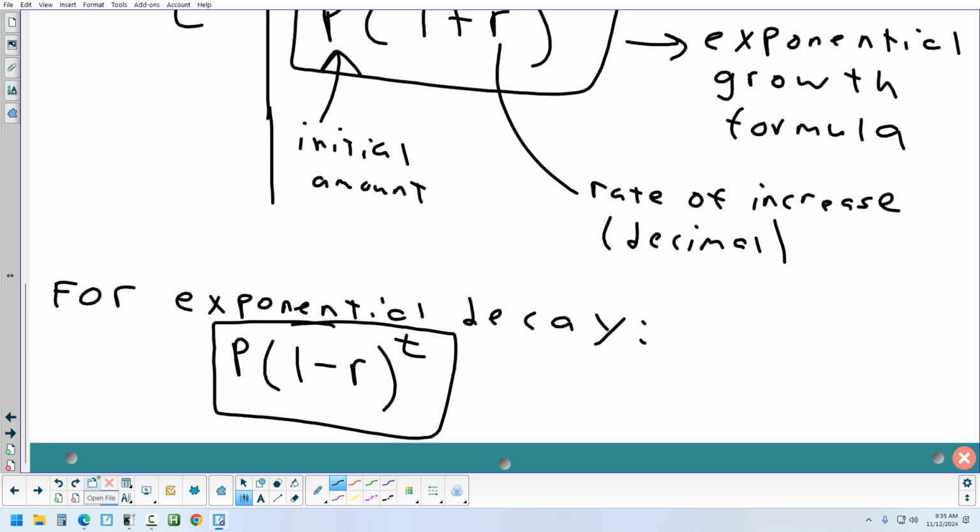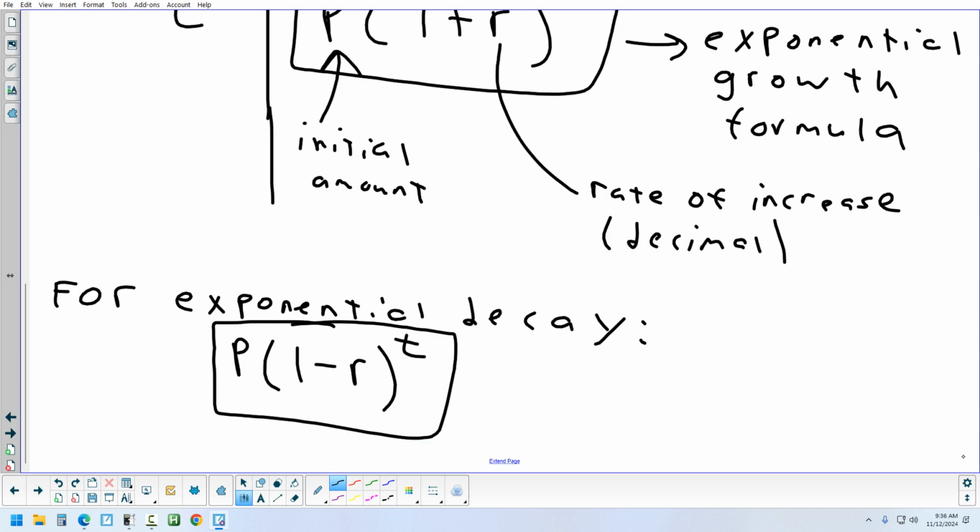Right. So if I said to you, the forest is decreasing at 3% every year, how much forest is left after 6 months? Well, you can't plug in a 6. You'd need a 0.5 for the T. Yep.